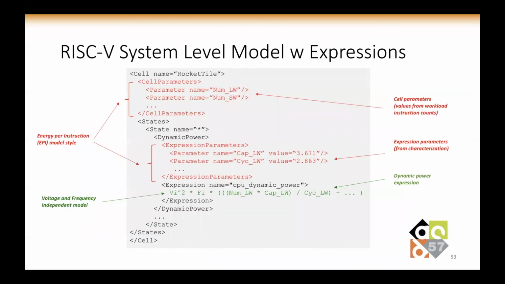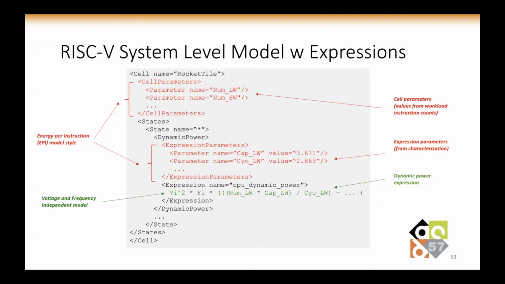Here's another example. This is a snippet of a RISC-V processor UPM. This model is an energy per instruction model, simple and elegant. In an application, we would count the number of times an instruction is executed. Here we show the loads and stores, and then multiply that number by the characterized energy for that instruction. The rich set of UPM semantics enables this straightforward representation of the processor's power characteristics.